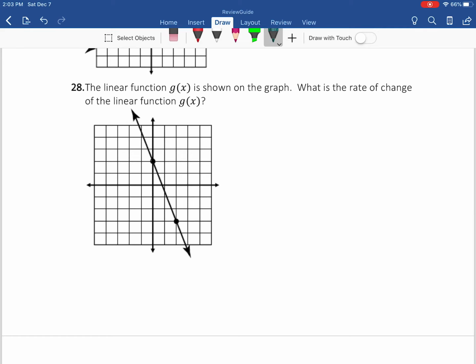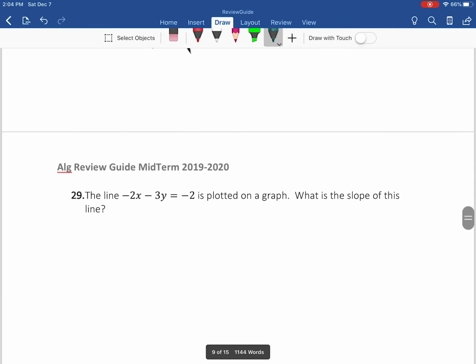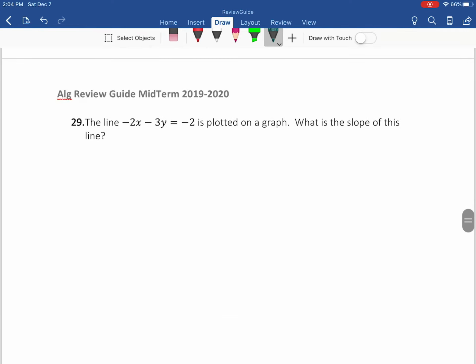Number 28, the linear function, that's just a regular y equals mx plus b, is shown below. g of x, we're just calling it a different name instead of f of x. What is the rate of change? Again, that is our slope for the linear function. I've got 2 points given to me. I'm going to go down 1, 2, 3, 4, 5. So I'm negative 5 since I'm going down, and then my run is 2. So my slope is negative 5/2.